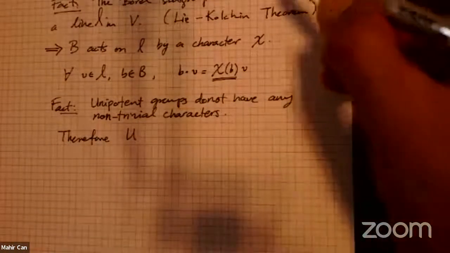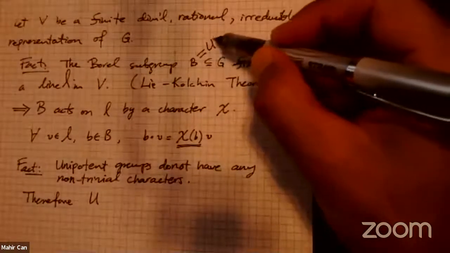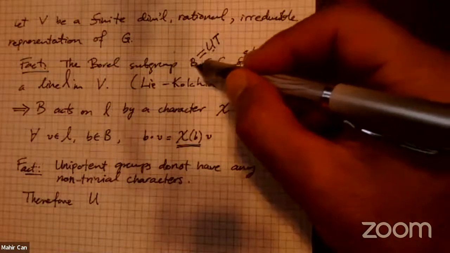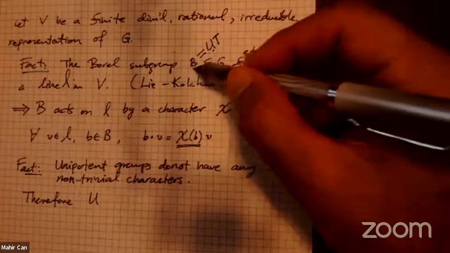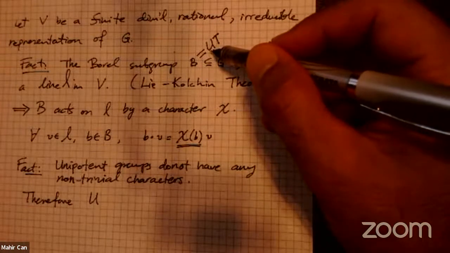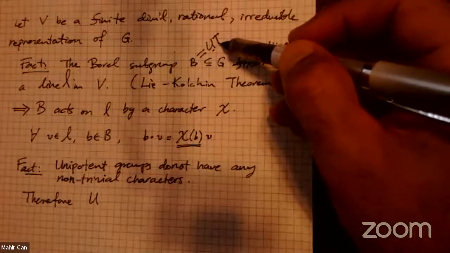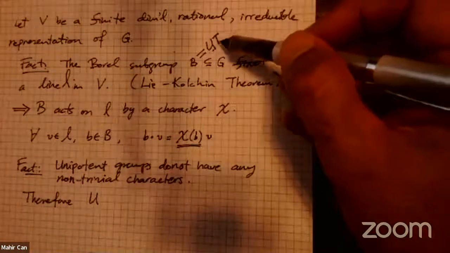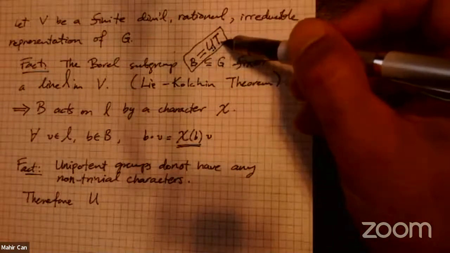So when I take this Borel, I'm going to write it this way, UT or TU. U is the unipotent radical of B. Equivalently, it's the maximal unipotent normal subgroup in B. Since B is not reductive, it has a maximal normal unipotent subgroup. So I'm taking the maximal one, U, and the maximal torus of B normalizes this thing. So I can always decompose a Borel subgroup as a semi-direct product of its unipotent radical and the maximal torus.